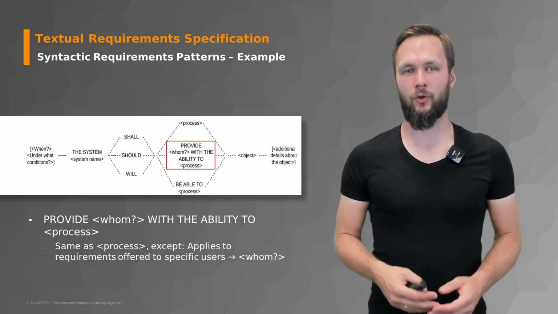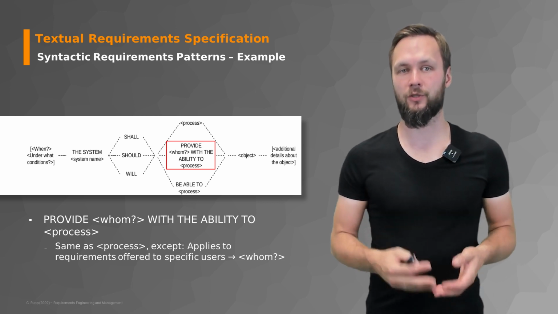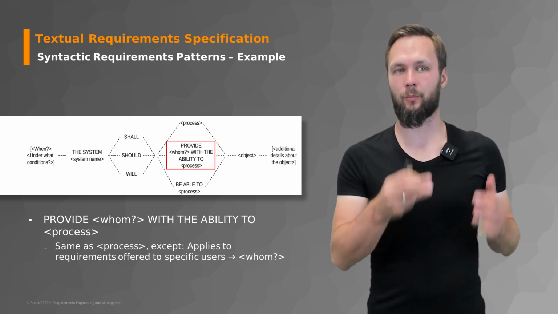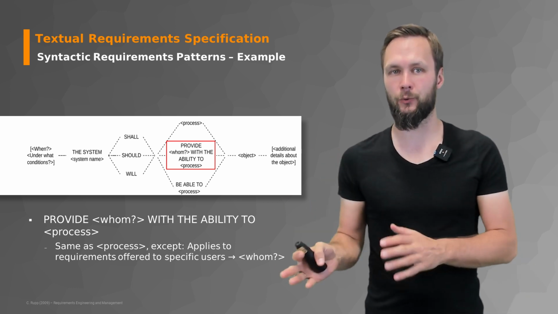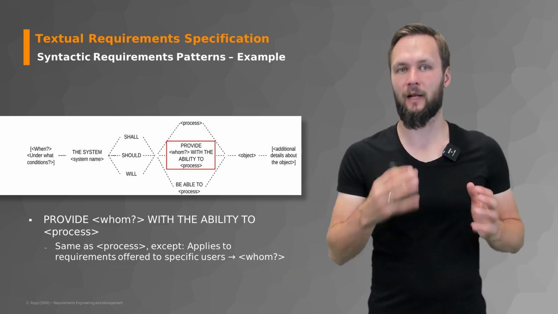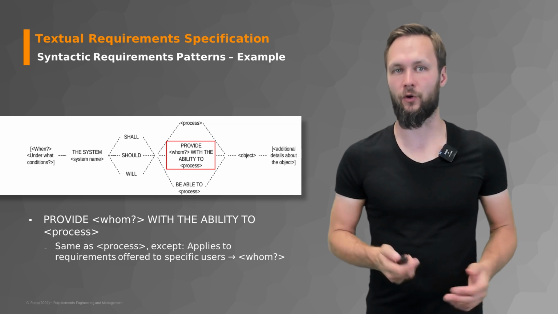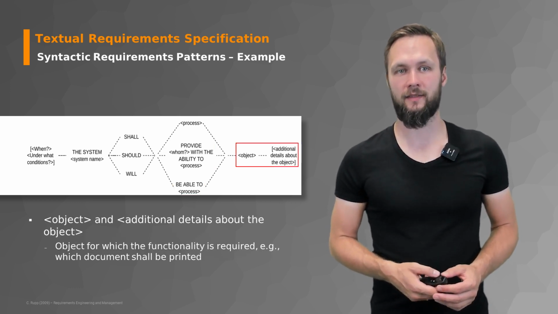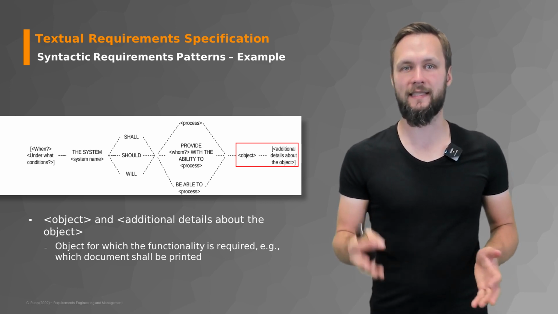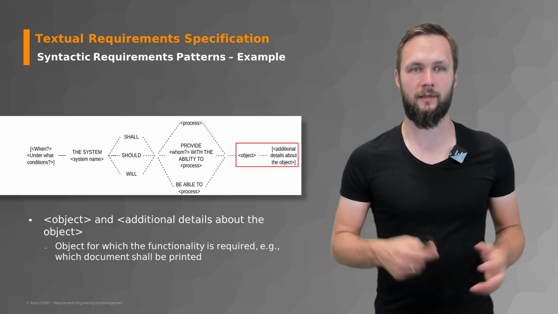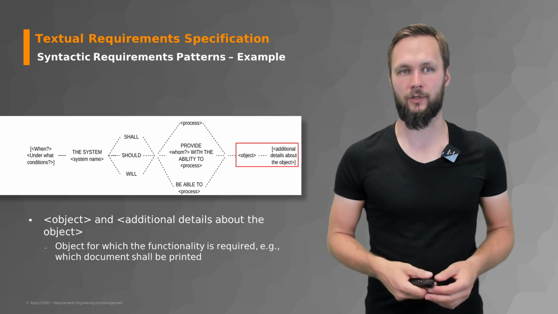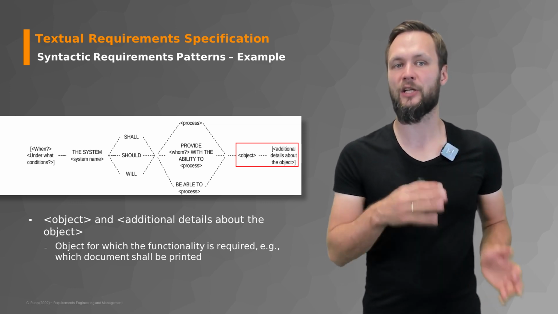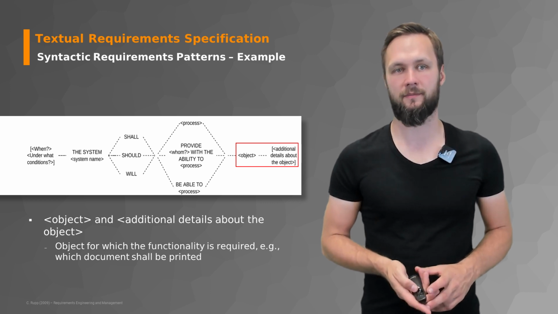Next, we're going to talk about the verb, like what actually should be done. So it could be a process, but it could also be something that provides whom with the ability to, or be able to process, like what is supposed to be done, the verb. Then we're going to get to the object and potentially additional details about the object, may be relevant or not. Objects for which the functionality is required, e.g. which document shall be printed.